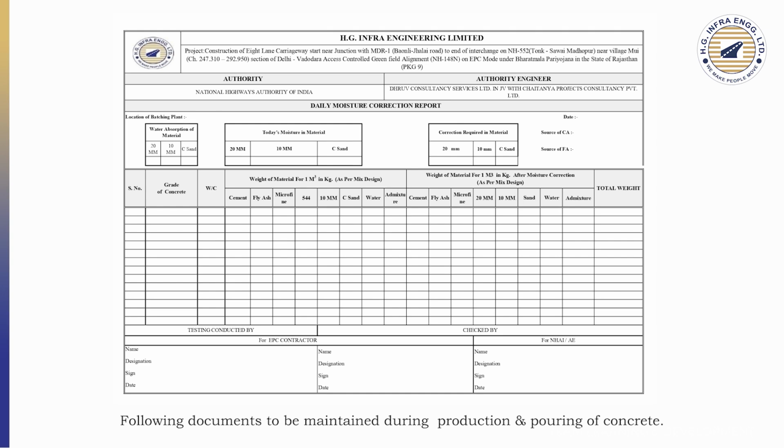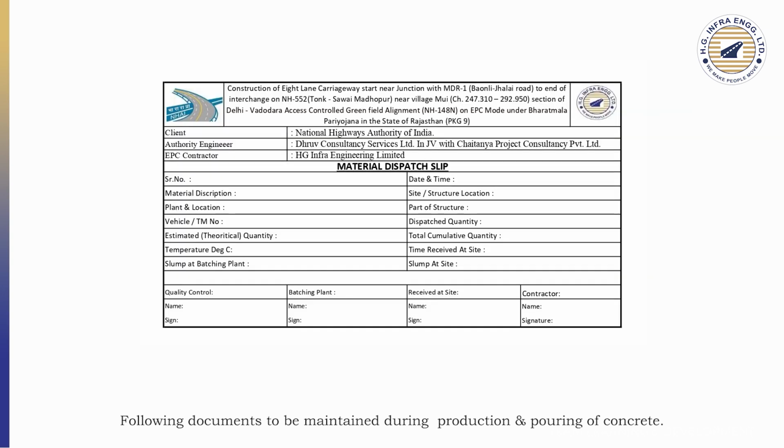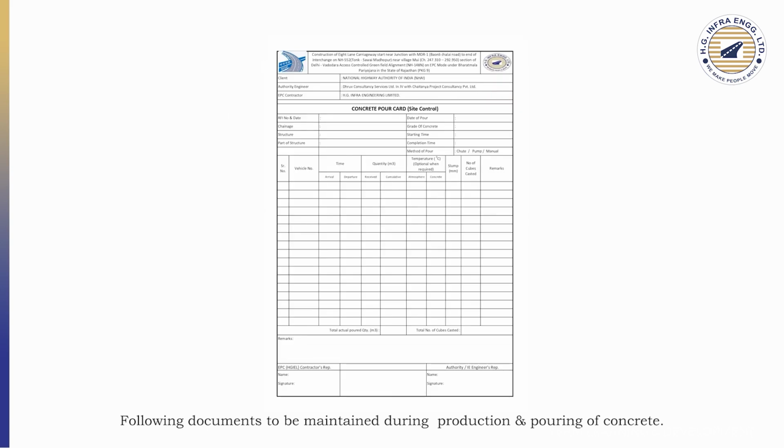These documents are to be maintained during the production and pouring of concrete. Number 1. Batch sheet after moisture correction. Number 2. Dispatch slip. Number 3. Pour card.